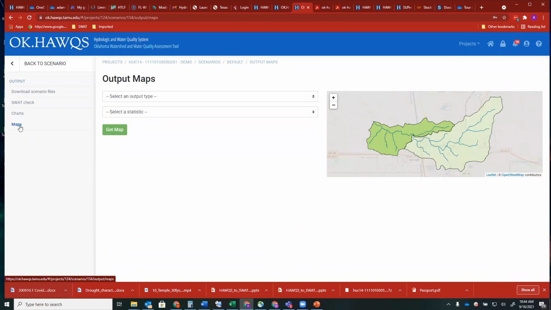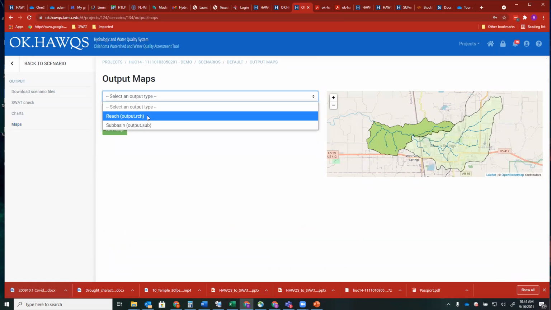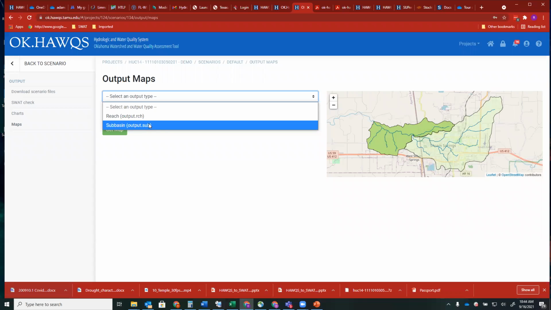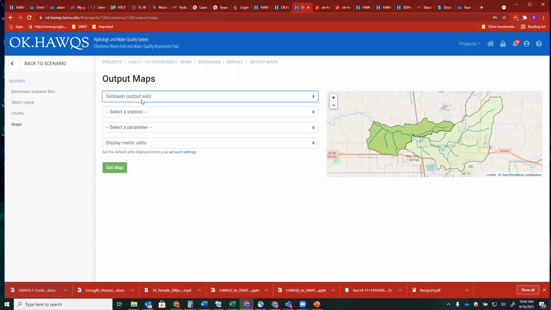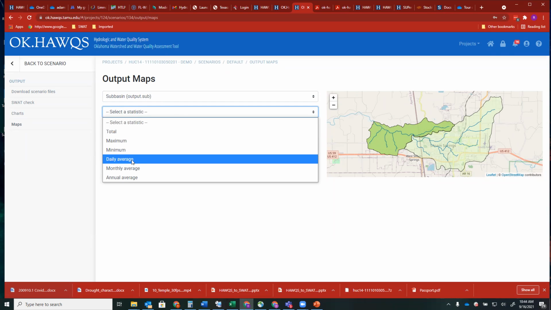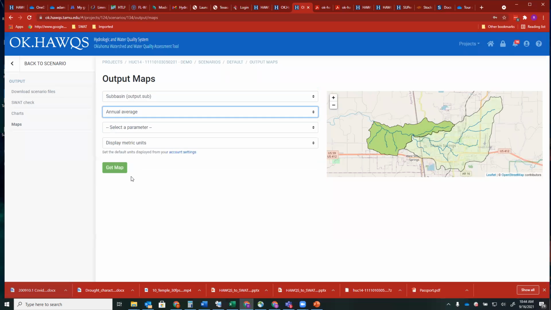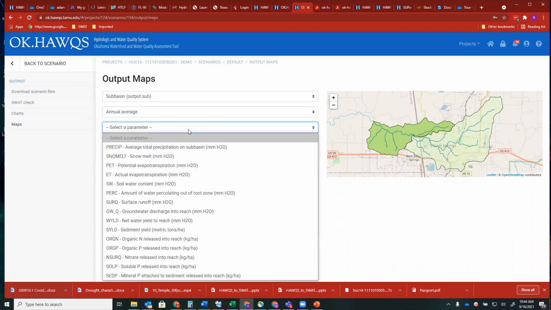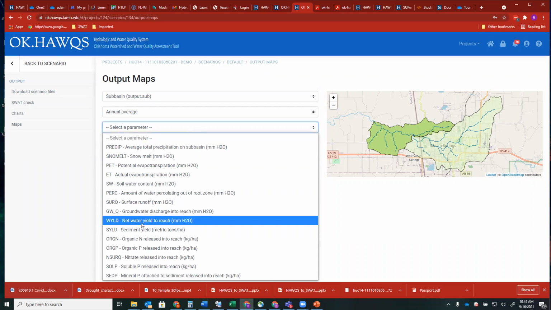So let's look at the maps. Again, here you can select whether you want to look at the reach output or subbasin. Maybe subbasin output is more appropriate here actually. And what statistics? I want to look at average annual output. What parameters do you want to look at? Let's say I want to look at sediment yield.